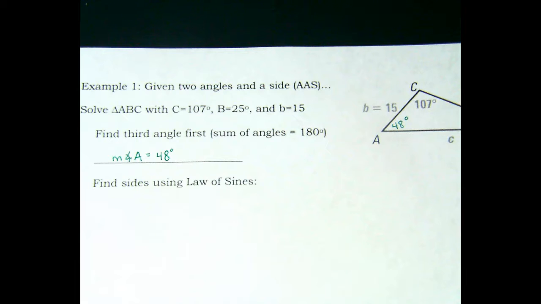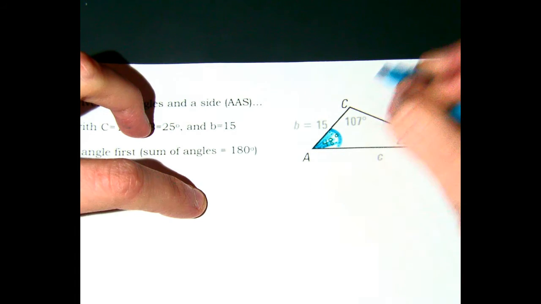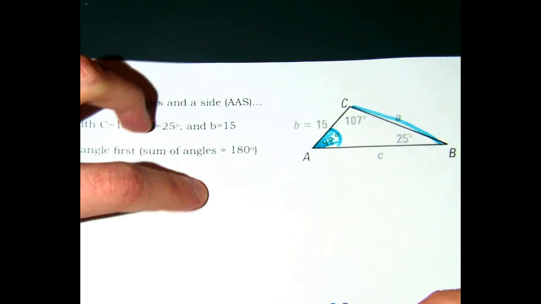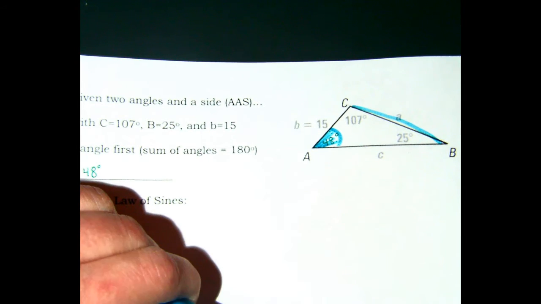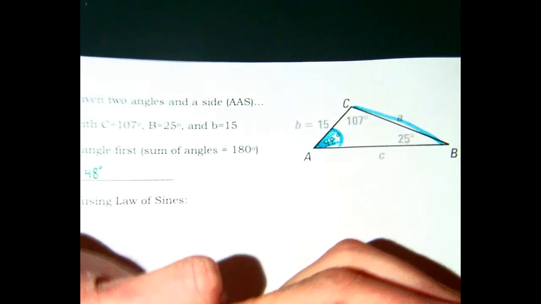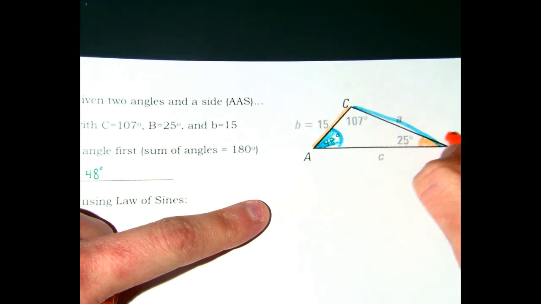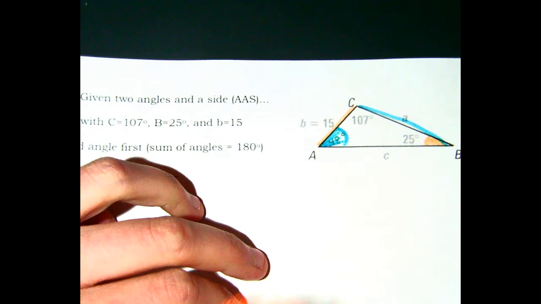All right, so next it says find the sides using the law of sines. We need to find A and we need to find C. I'm just going to go in alphabetical order. You're going to find A first. That means if I need to find A, I'm going to use this because that 48 degrees is opposite to the side length A. What is the only other side length we know? B. And it corresponds with what? Angle B, which is 25. That's what we're going to use to find A then.